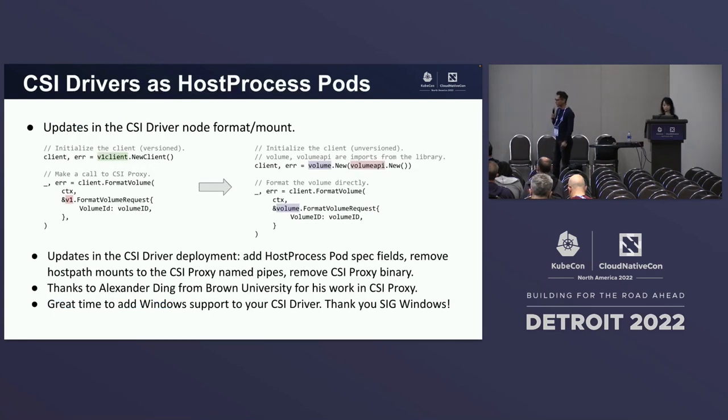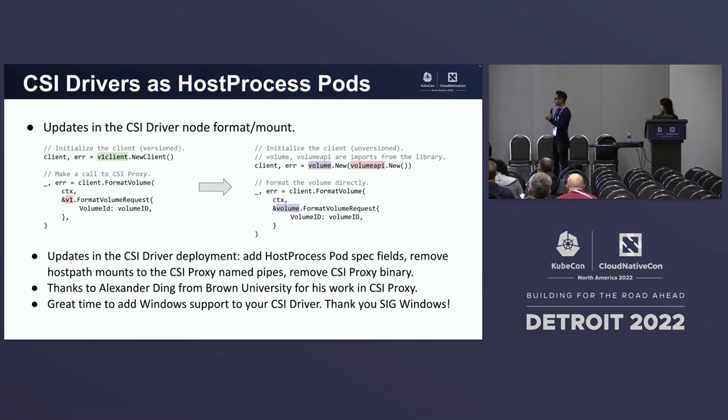Okay, so this slide is about people that have already implemented Windows support in their CSI drivers. On the left, we have the current implementation, and on the right, we have the new implementation. We wanted to reach a step with as minimal changes as possible. As we can see, it's just renaming the imports in the file where the calls are used. That is one change, and the other change is that the CSI driver deployment needs to have additional host process related spec fields. And in these drivers, we also mount the named pipes in the pod. So all of those fields are also removed because we no longer have the named pipes. And that should be it.